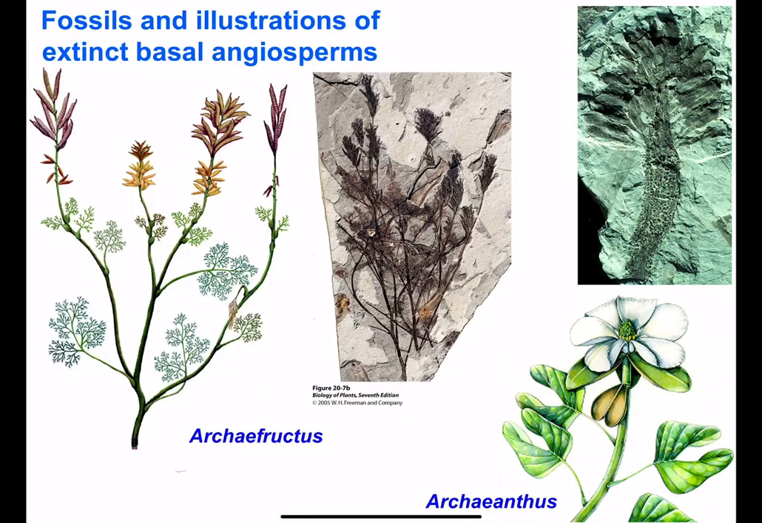Here is some evidence of early angiosperm evolution. These might be some of the reproductive structures that were starting to become more specialized between the ancestors of gymnosperms and angiosperms. These structures over here are probably highly modified strobili, and they've possibly become unisexual.